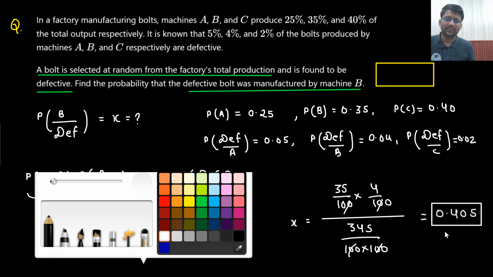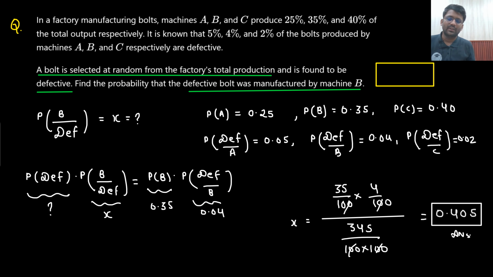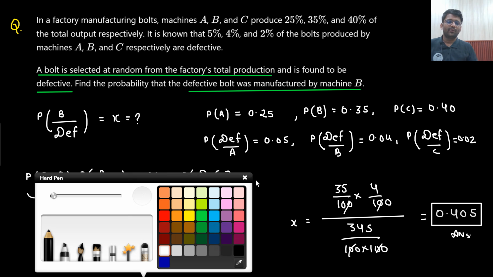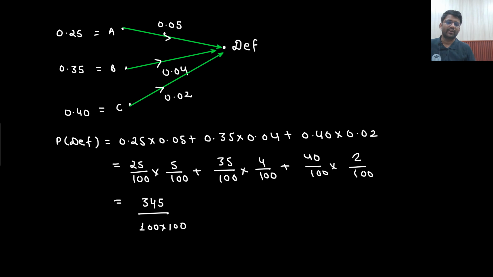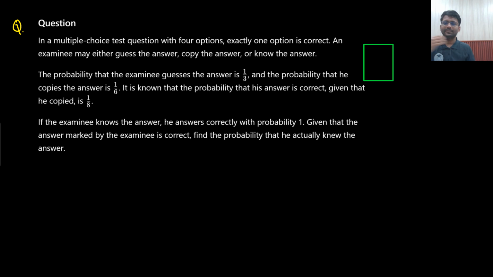That's the answer that you are getting. So this is how you can solve it, without even making the probability flow diagram. The approximate answer is rounded off to 3 decimal places. This is how we can solve it. Let's go to the next one.